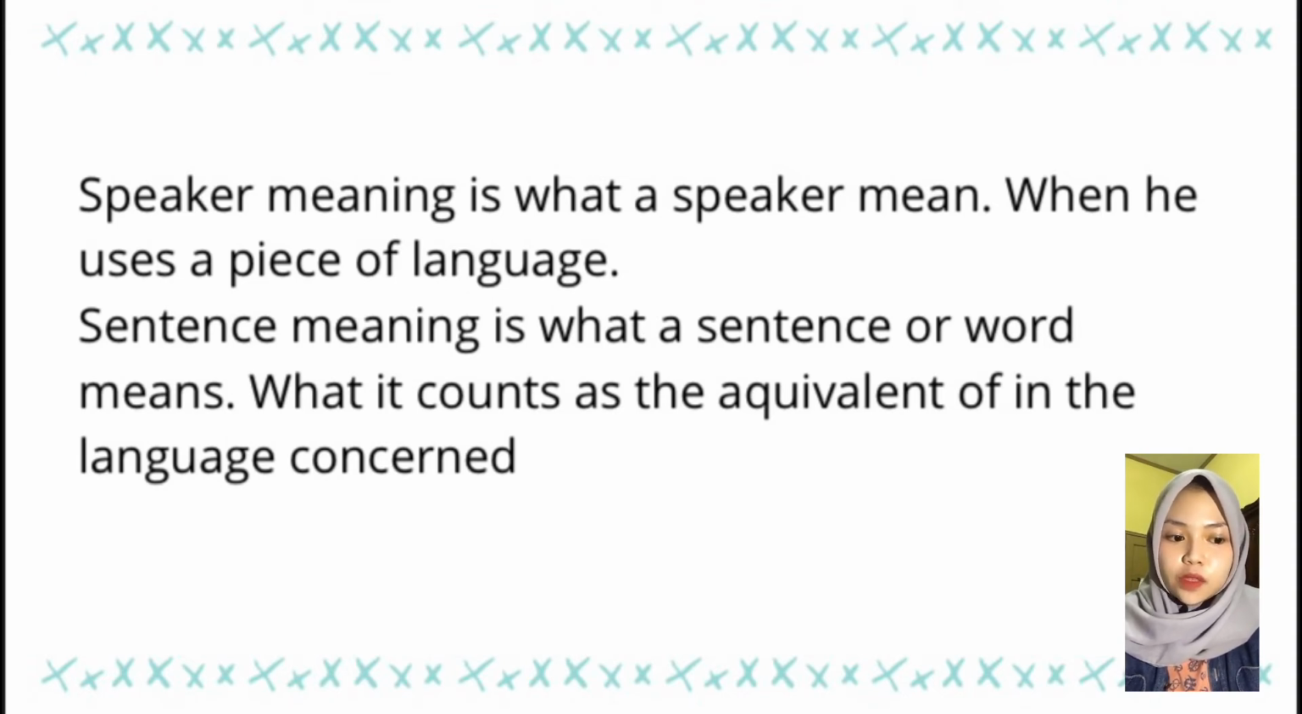Sentence meaning is what a sentence or a word means. What counts as the evaluation of language is meaning, consider it.